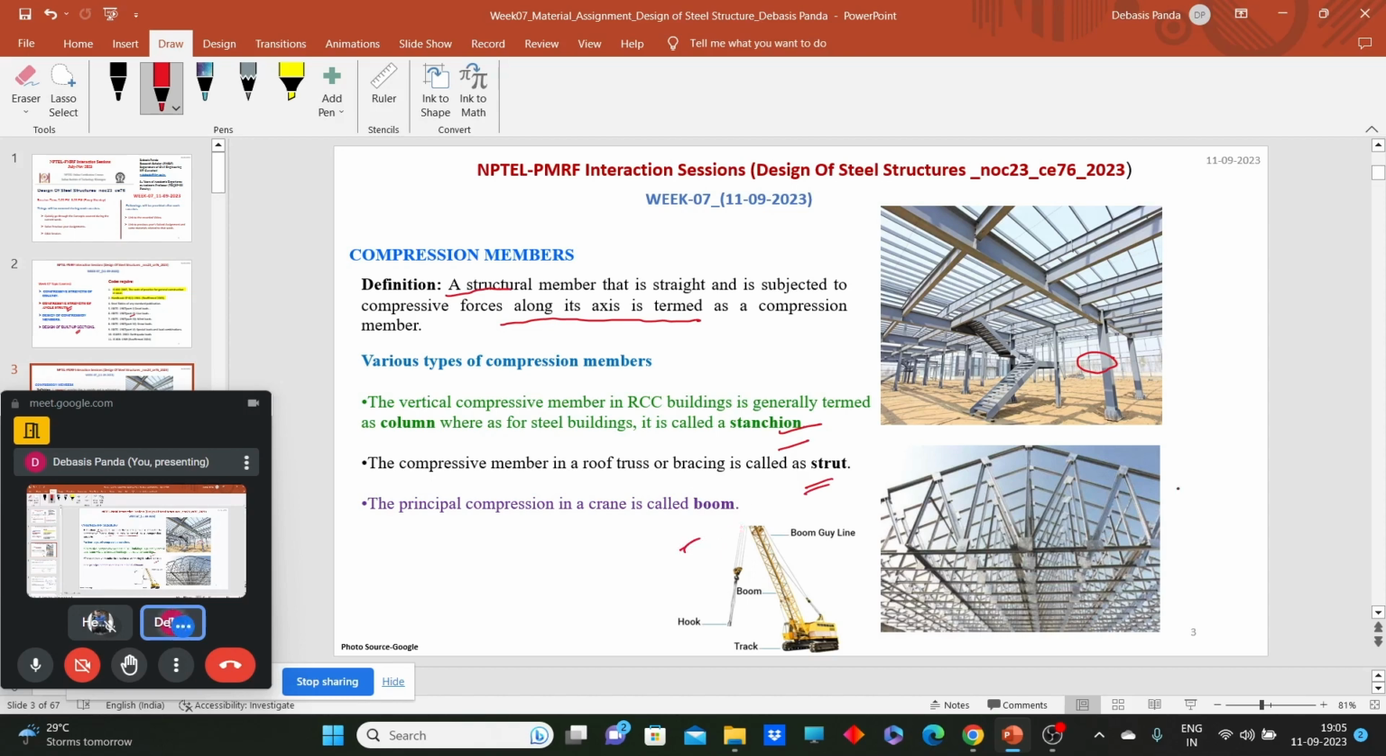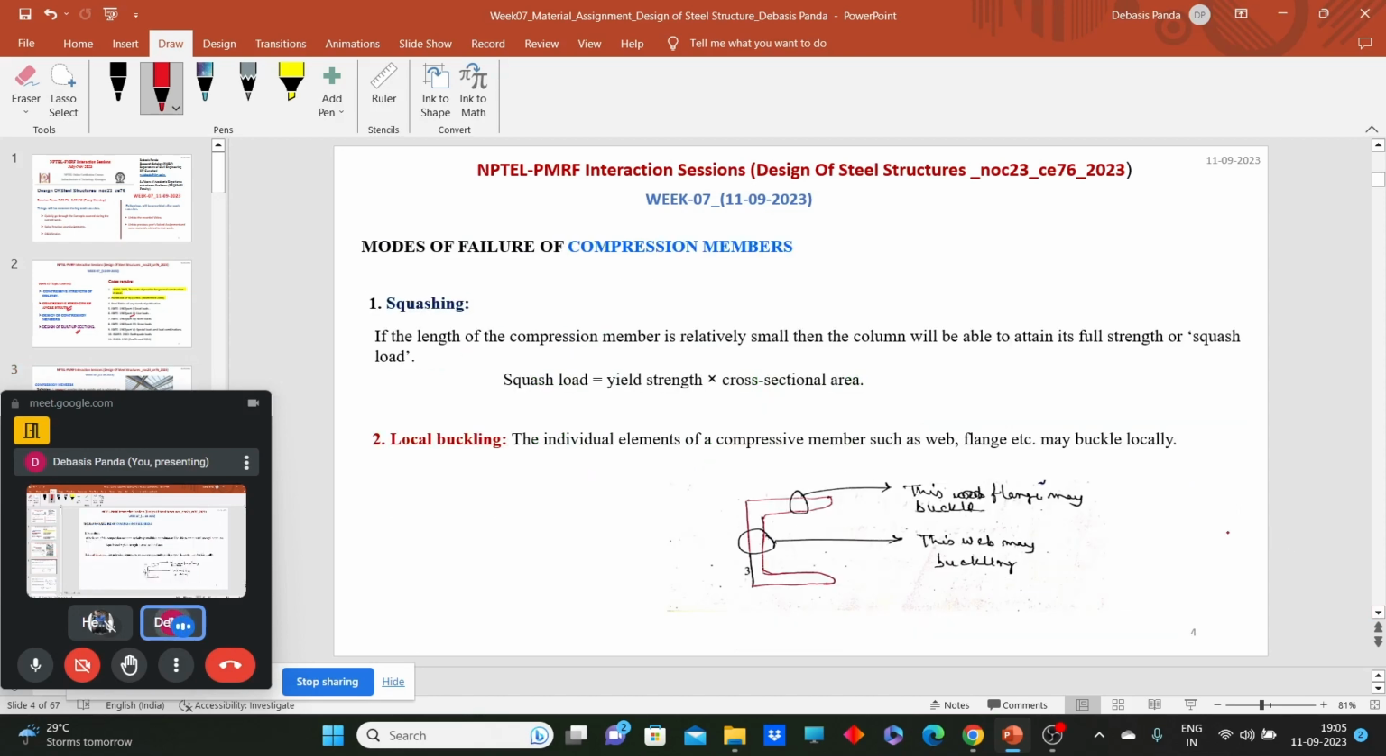Then we went through the failure criteria for this kind of member. You can imagine one member which is subjected to compression along its axis. First, if the member is short, then crushing or squashing will happen, and we can calculate the crushing load as yield strength times cross sectional area. That means we are assuming yielding as the failure criterion. Then local buckling can happen. That means an individual component of the member can buckle, like for this channel section, either this flange can buckle or this web can buckle.